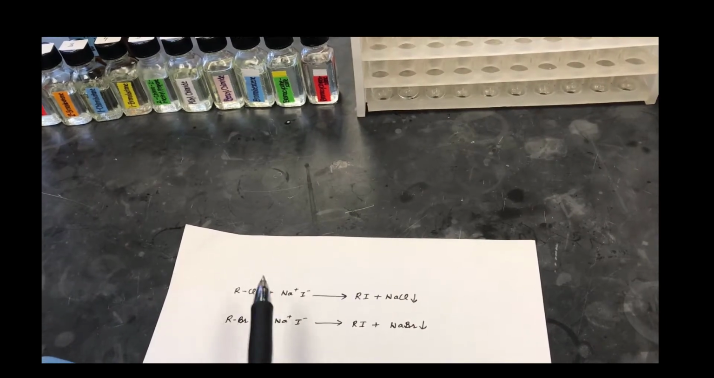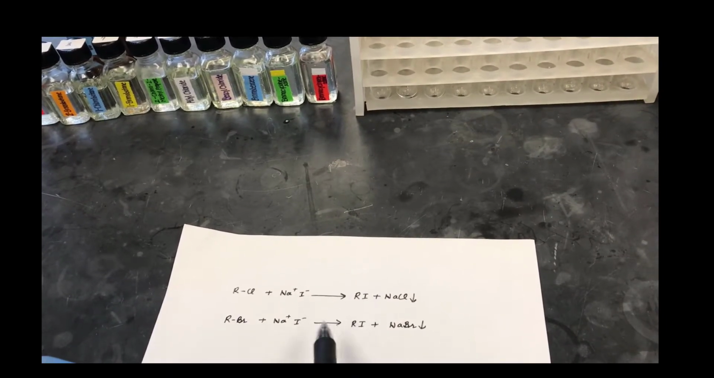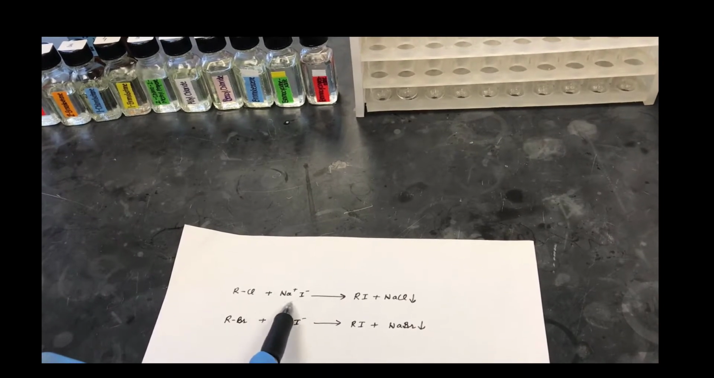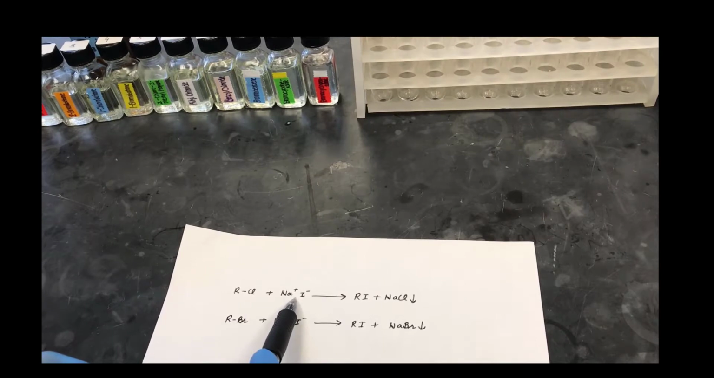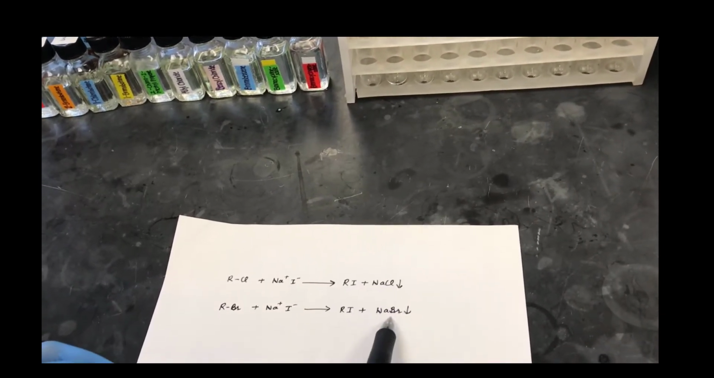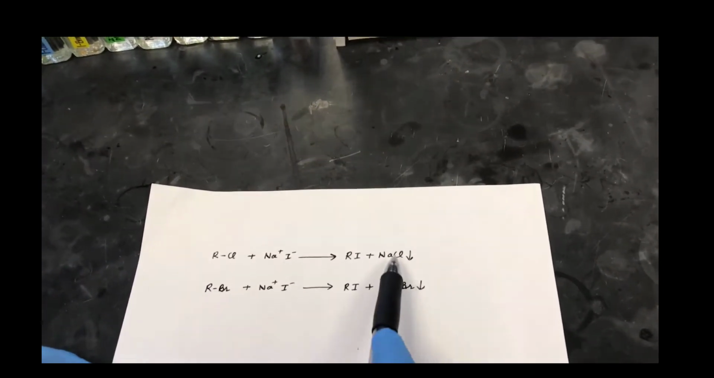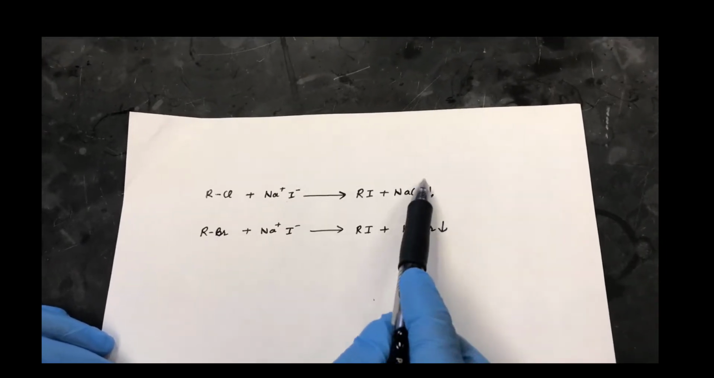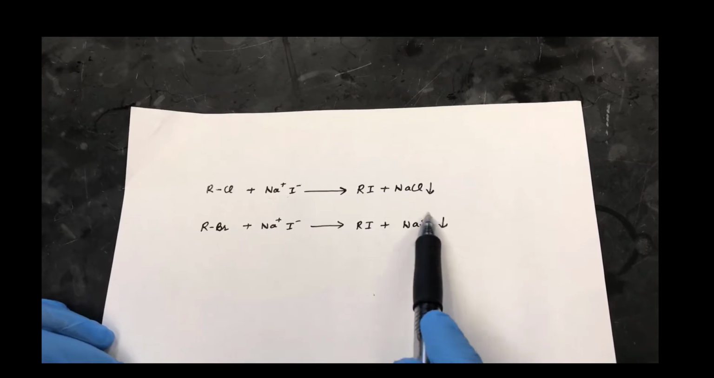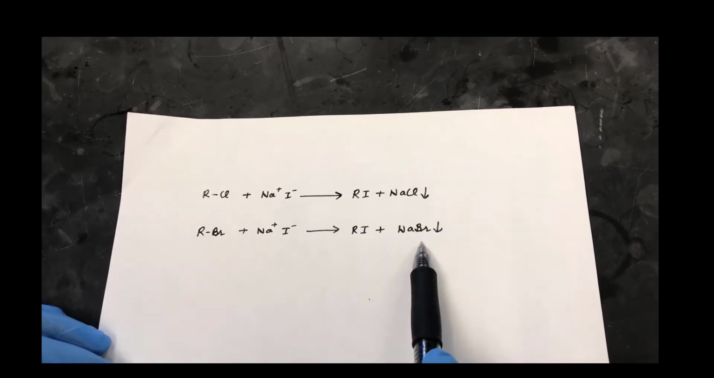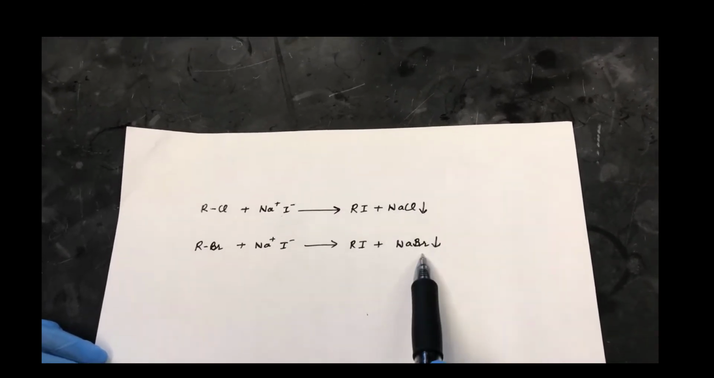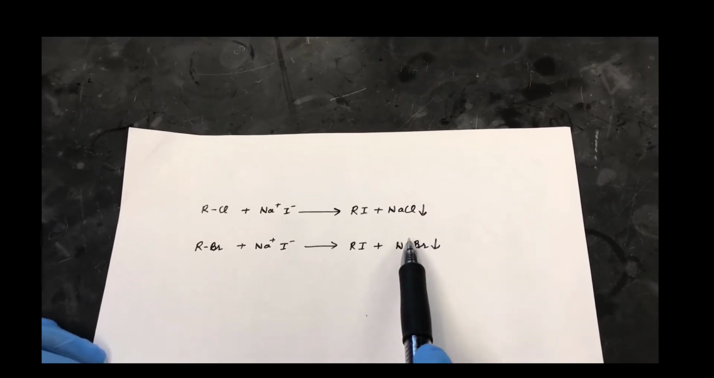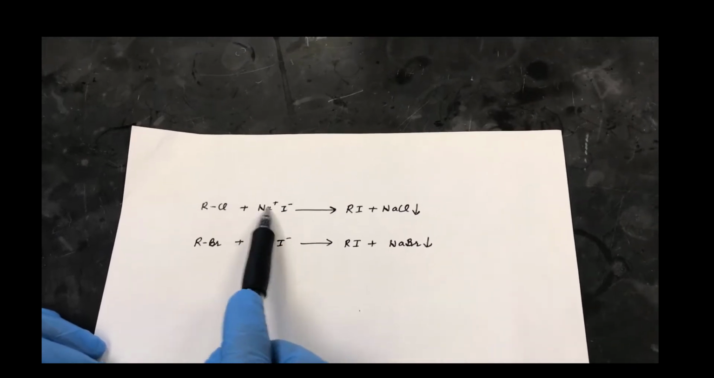Now sodium iodide and potassium iodide are soluble in acetone. But the corresponding bromides and chlorides are insoluble, so they will form a precipitate and come out of the reaction. According to Le Chatelier's principle, the precipitation of the product from the reaction solution drives the equilibrium forward.